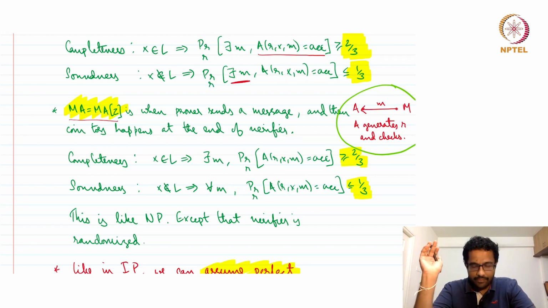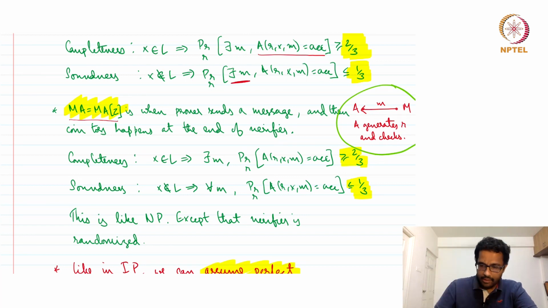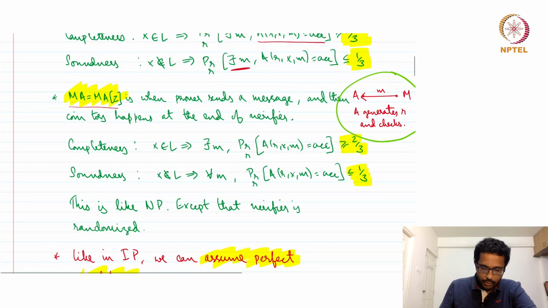Completeness: there should be a message from the prover that is accepted with probability at least 2/3. Soundness: whatever message is chosen by the prover, it is accepted with probability at most 1/3. Okay. So here we have again there exists and for all. So MA, also without qualifiers, indicates MA with 2 rounds, which is what I described just now.